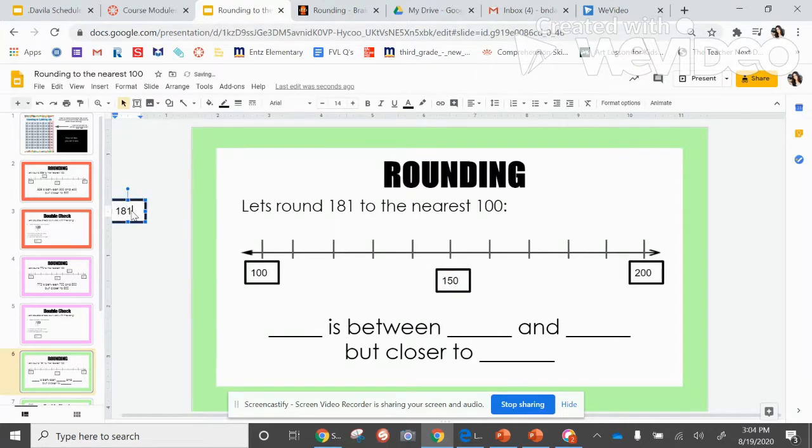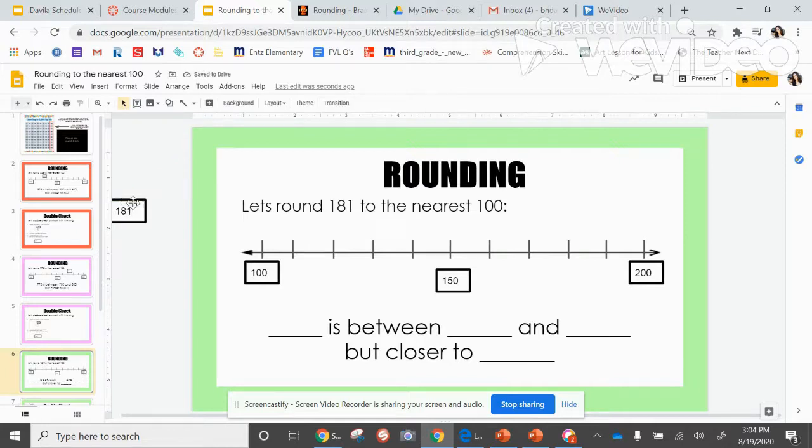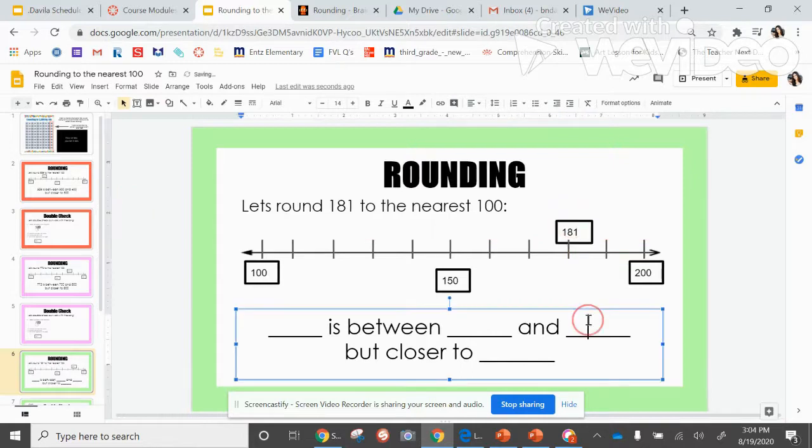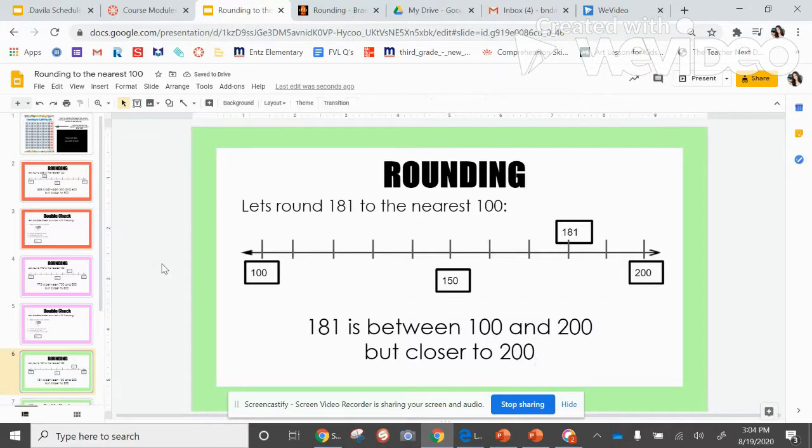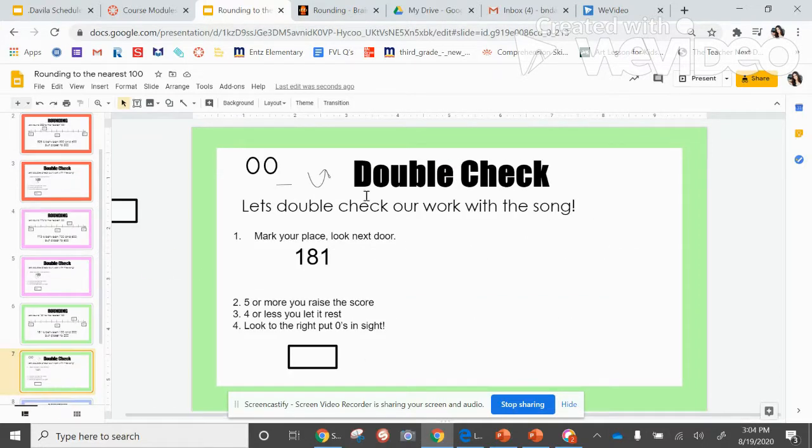Okay, I'm going to put 181 onto the number line. So I'm going to start at 150 and continue counting. 160, 170, 180, and it's one more than that, so I'm going to put that right there. Now I'm going to fill in my sentence frame. 181 is between 100 and 200, but I can see it's closer to 200. So 181 rounds up to 200. Let's check our work using the song that we just learned.